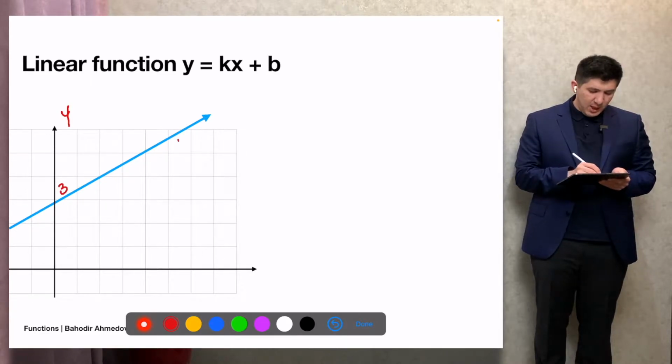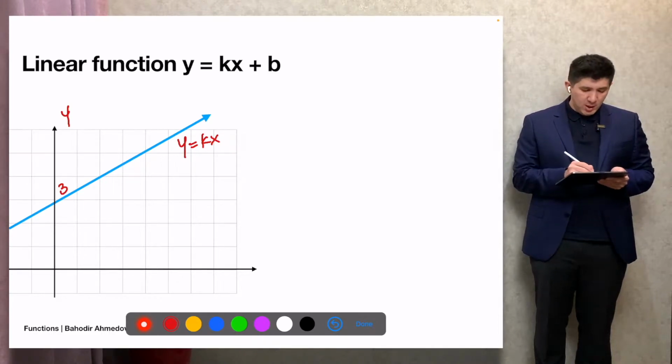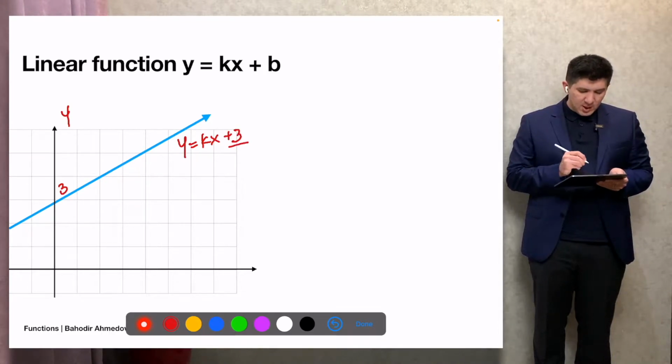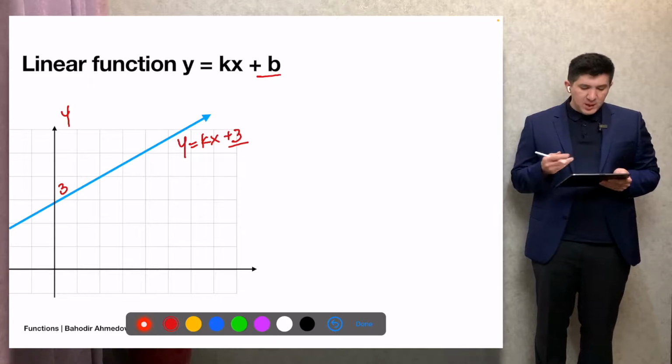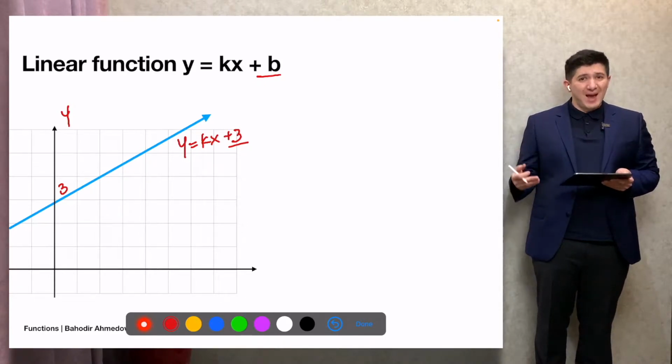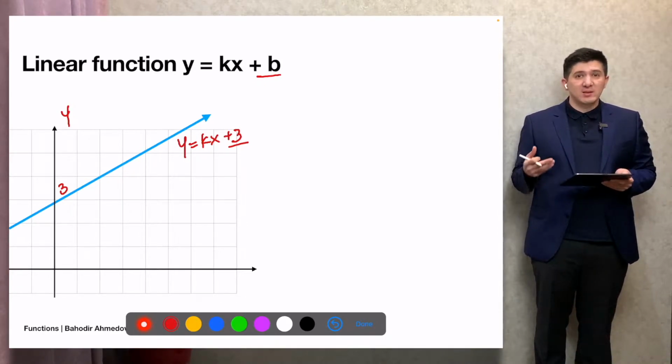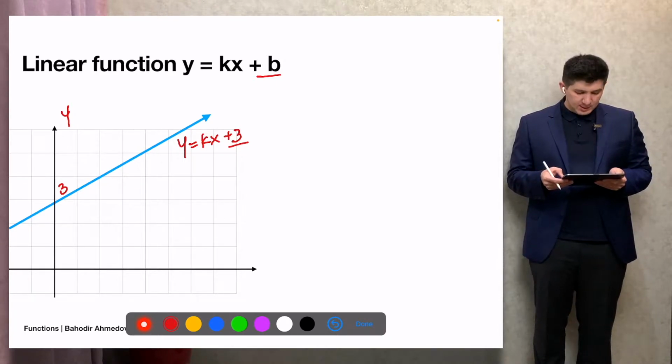So this line is going to have kx, with some slope we don't know, plus 3. This plus 3, or this plus b, is going to tell you where exactly this line passes through the y-axis.